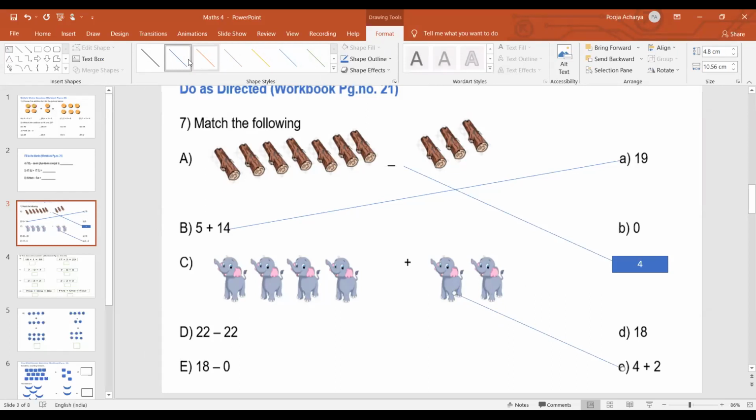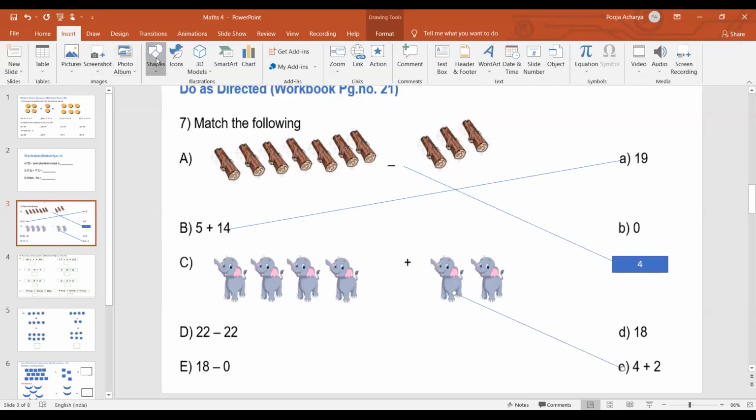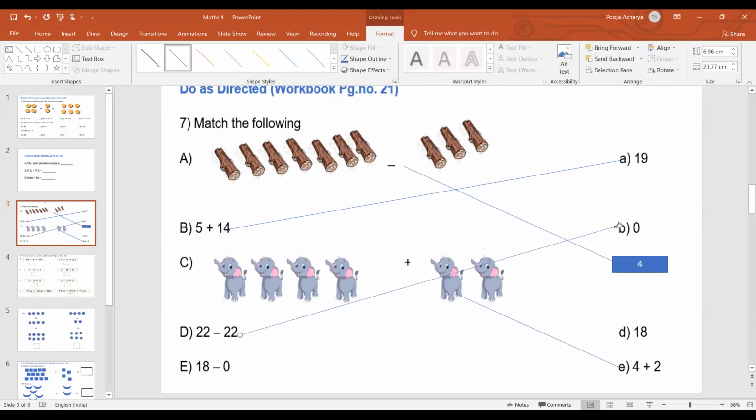Now tell me 22 minus 22. 22 minus 22 is 0. So match with 0. So likewise 7 minus 7, 0. 8 minus 8, 0. Listen carefully, if both the numbers are same, if we subtract both same numbers, the answer will be 0.